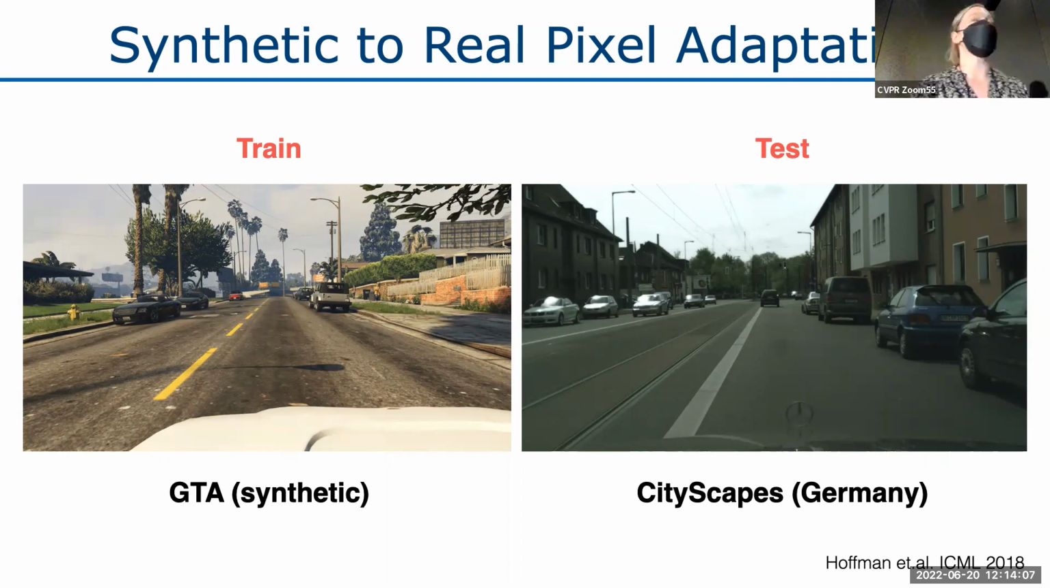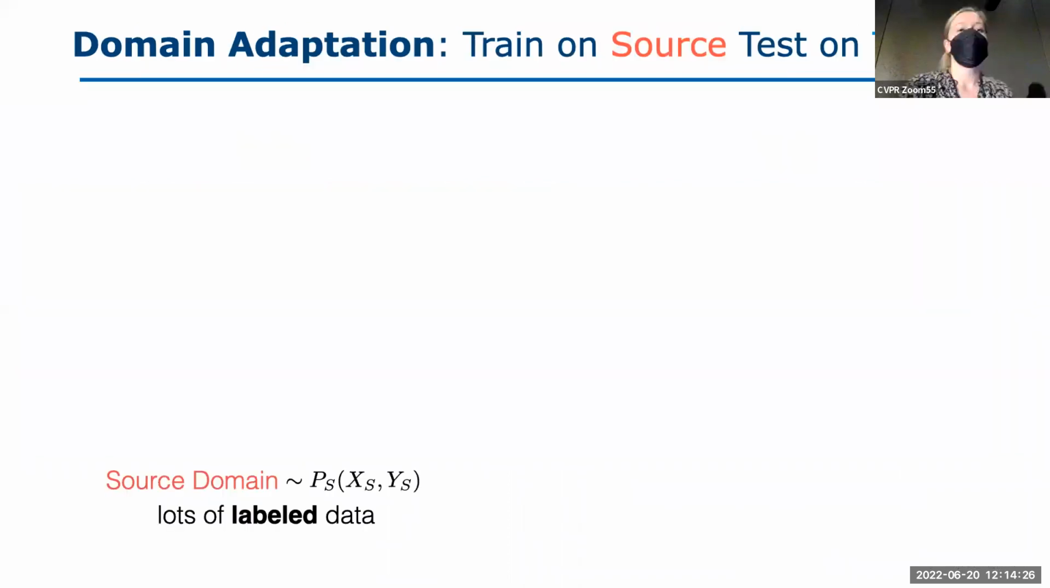One popular example that's used within the domain adaptation community is to think about training on synthetic driving data, like from the Grand Theft Auto game, and then adapting it for use on real data, like the Cityscapes dataset. More broadly, domain adaptation is the problem statement where you have access to a large labeled source dataset.